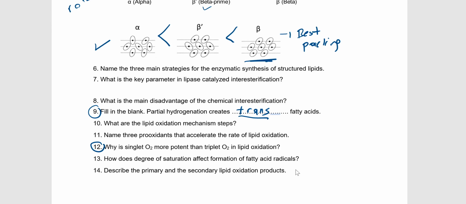Why is singlet oxygen more potent than triplet oxygen in lipid oxidation? Okay. Remember, they differ in their electron shells. One is like that. And the other one is like that. Electron spins are different. So they differ in their chemical properties due to these differences. So let's write.